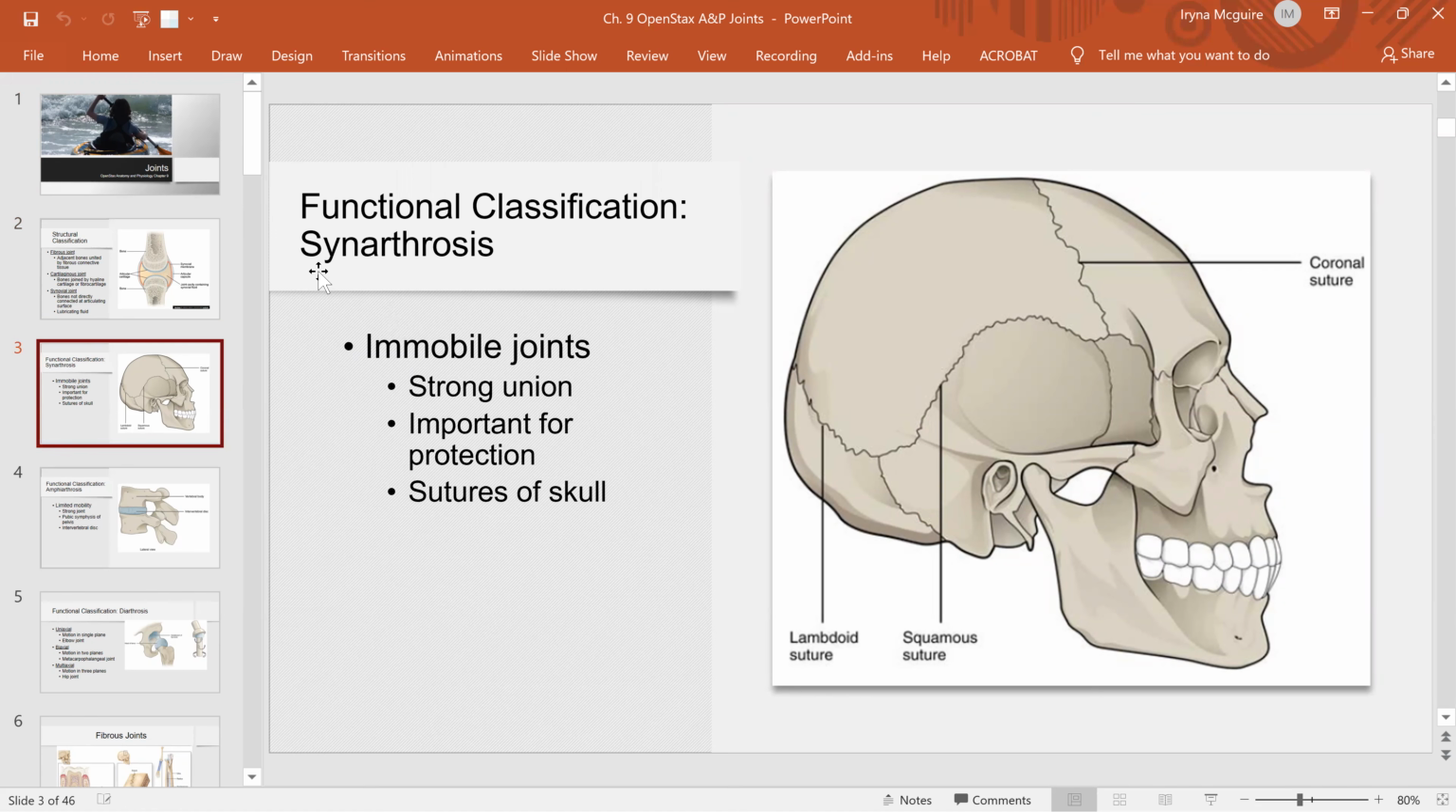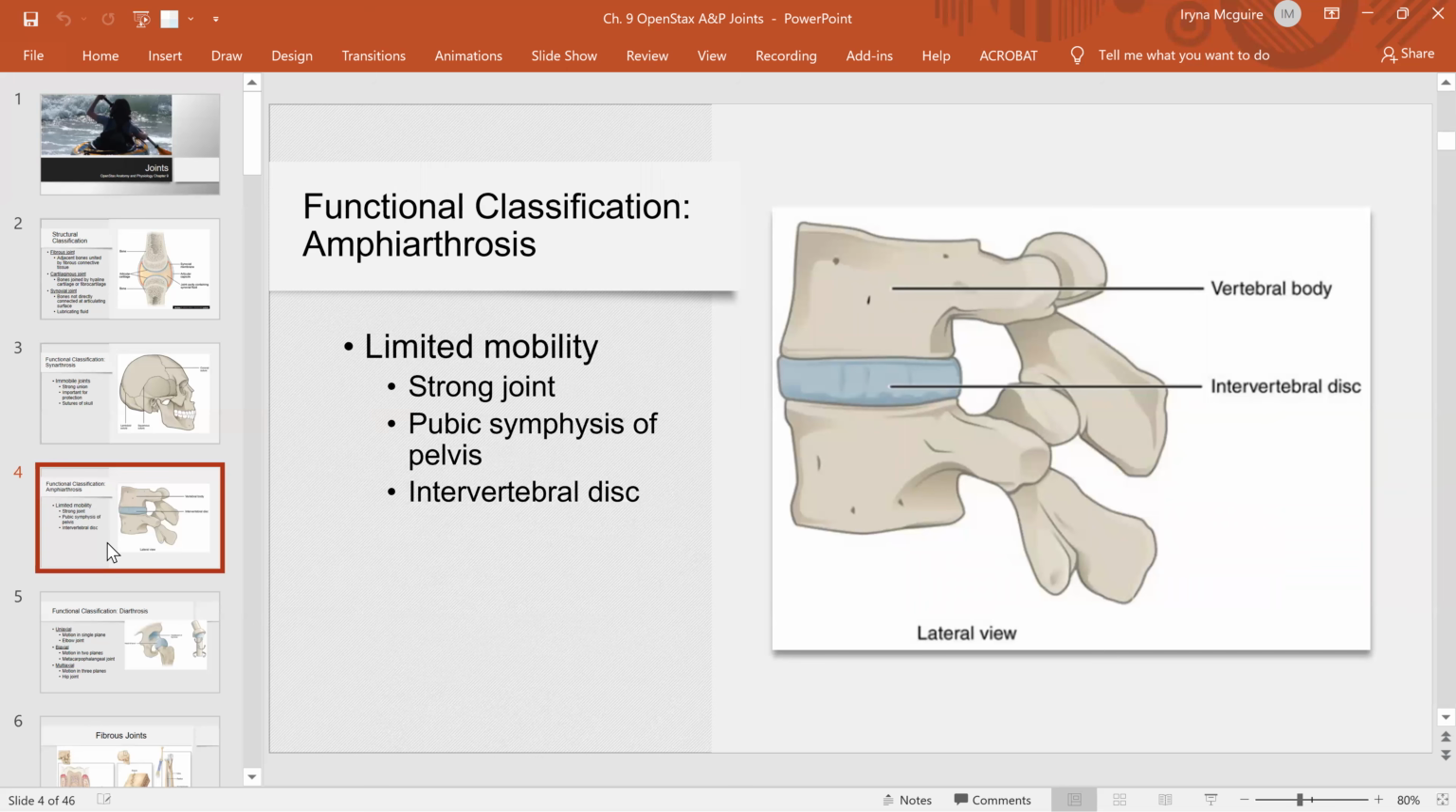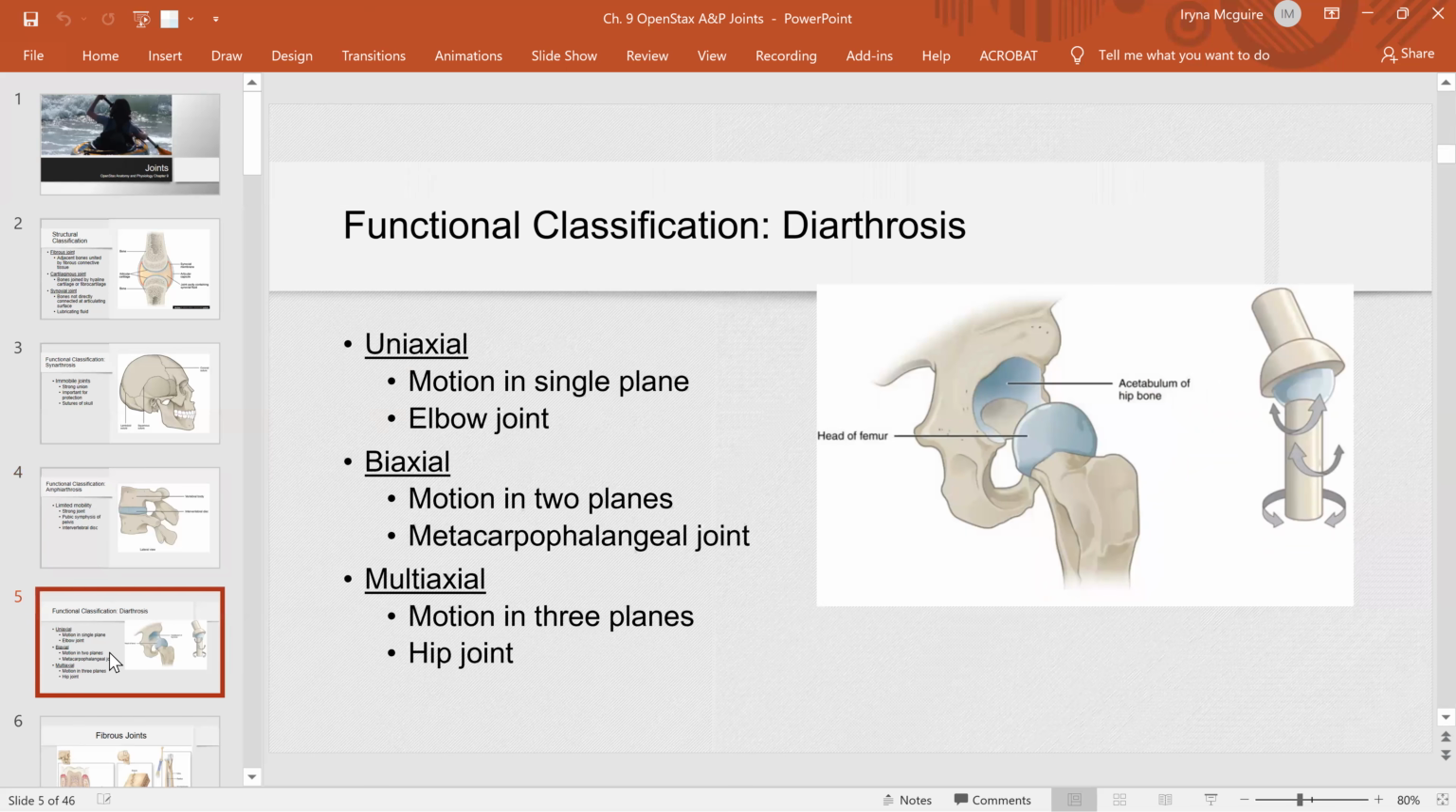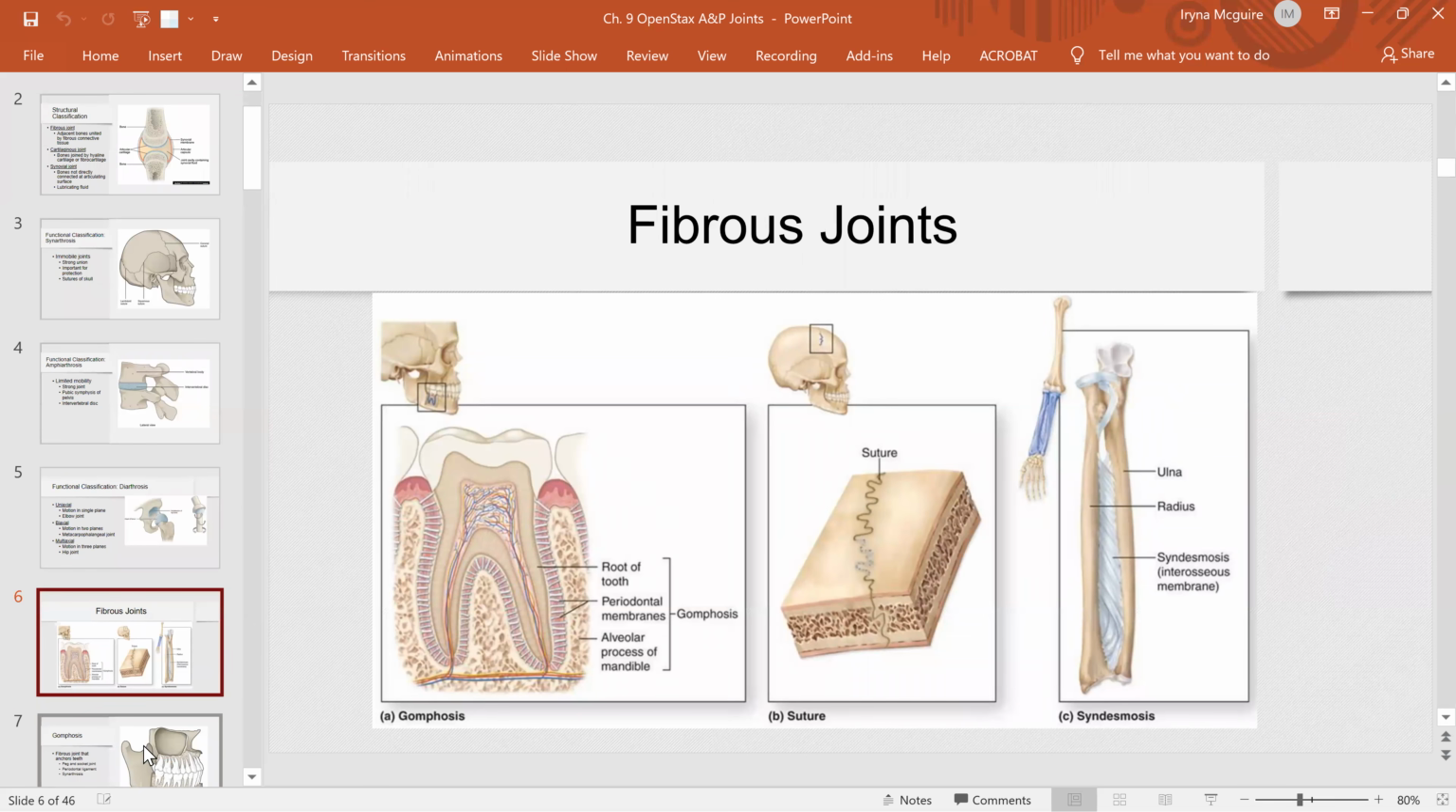Synarthrosis, no movement, because syn actually means together. Amphiarthrosis, limited mobility, and diarthrosis, movable joints. For fibrous joints, we ask what exactly is the structure of the fibrous tissue between the bones. Is it short fibers, then it's a suture? Are those longer fibers that connect two long bones together, syndesmosis? Or does the fibrous joint connect your teeth to your maxilla or mandible, then it's gomphosis.